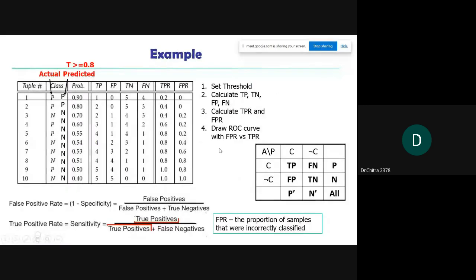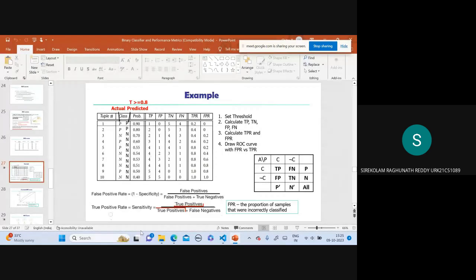That's all about the performance measures. Now I'll give one problem. For that one, you find the sensitivity, specificity, accuracy, recall, precision, everything. Solve that.